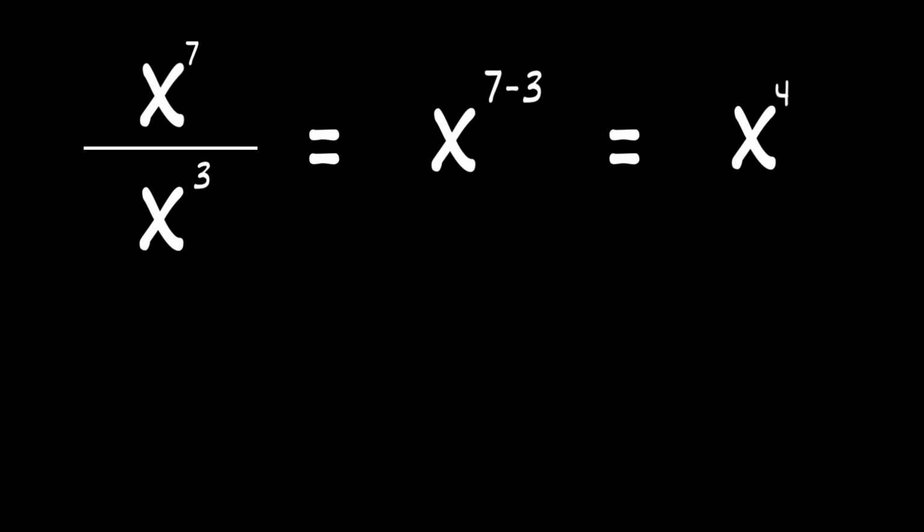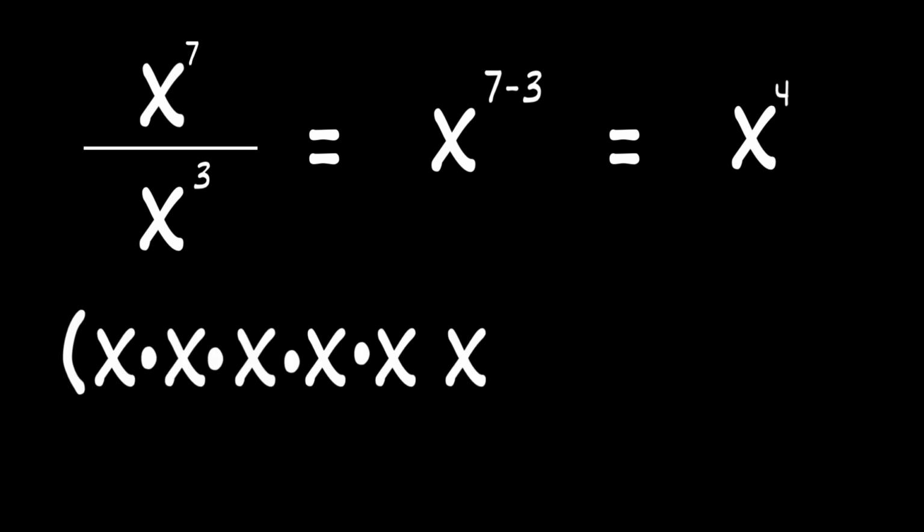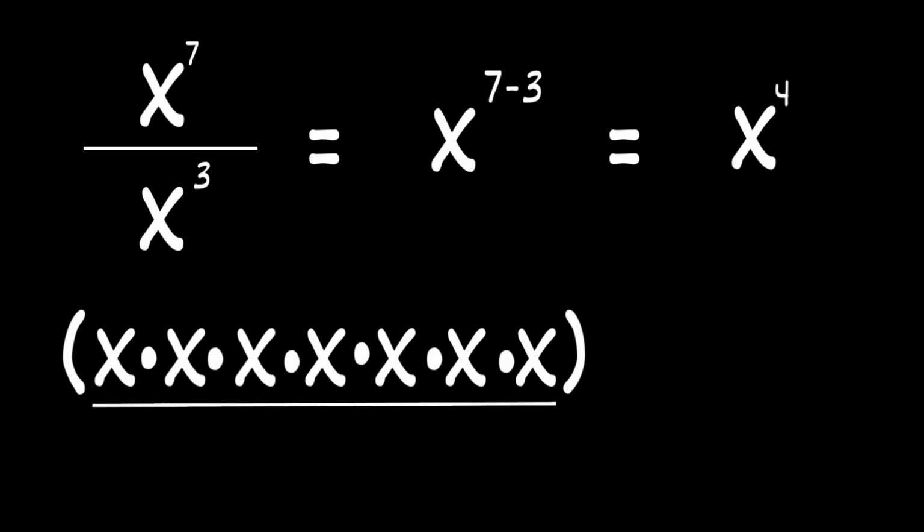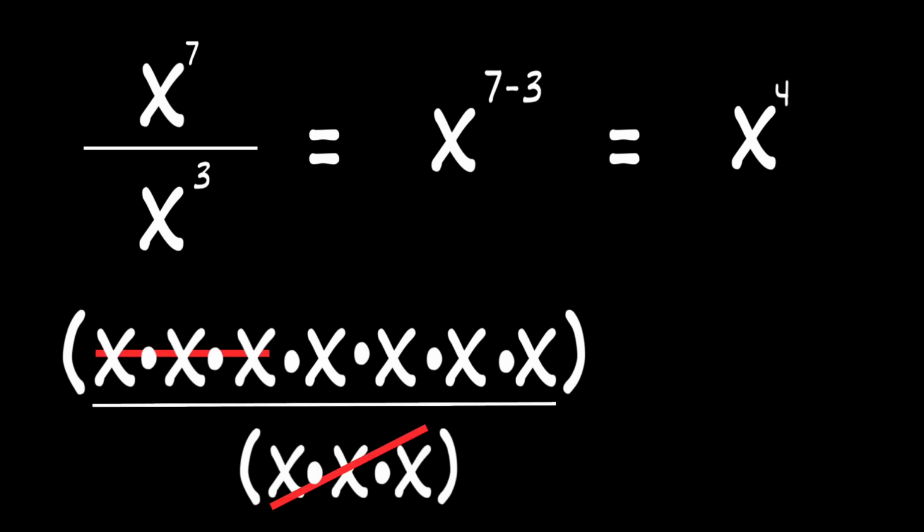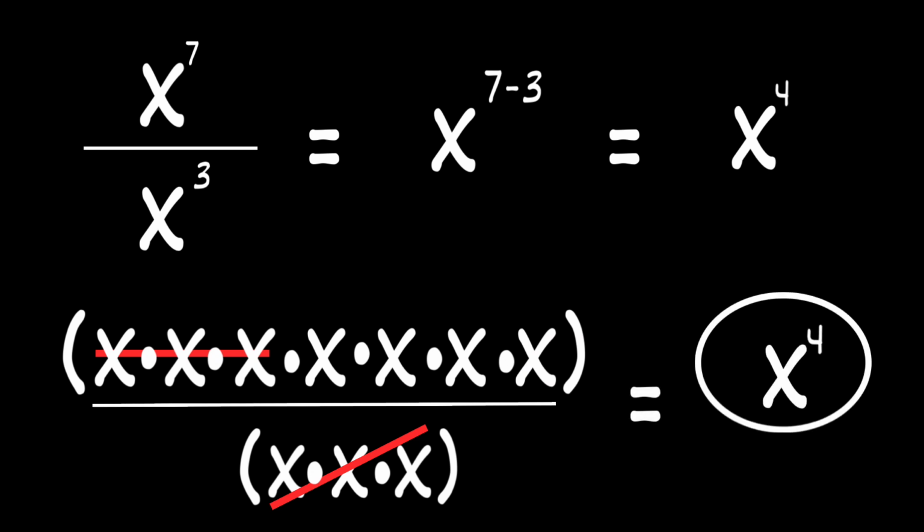X to the seventh is equivalent to 7 x variables multiplied to each other, and x cubed is simply x times x times x. So we can cancel 3 x variables, which leaves behind 4 x variables. And so, that's the answer.